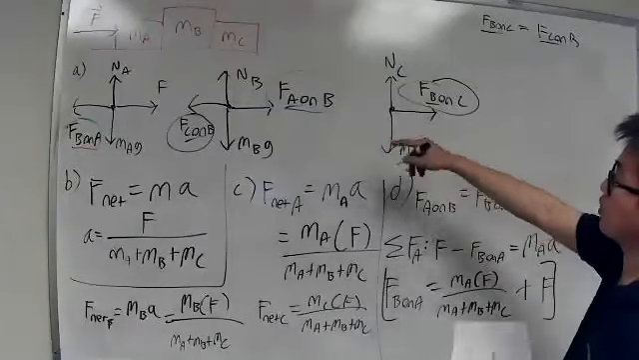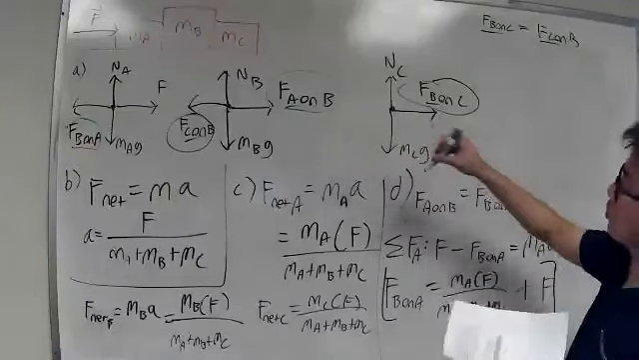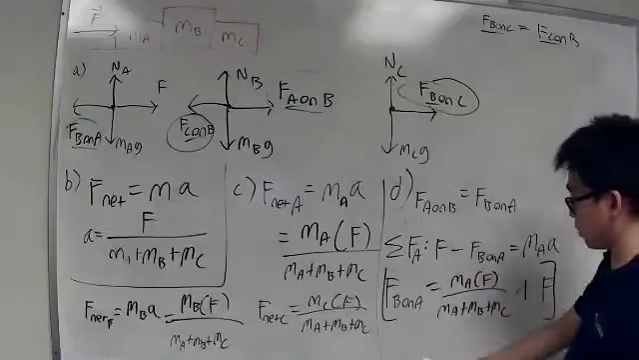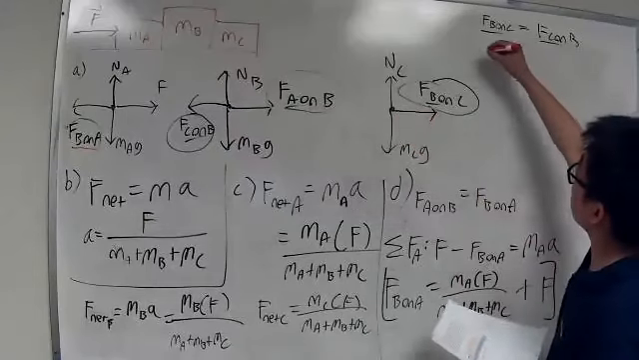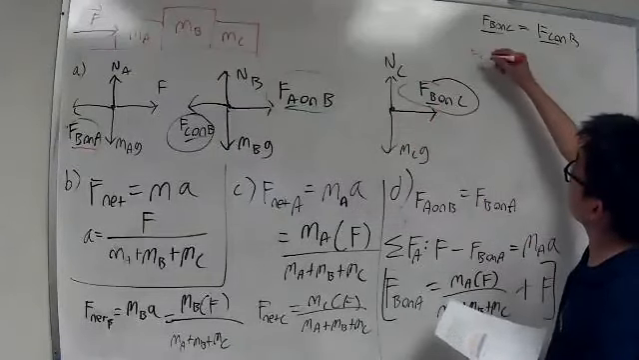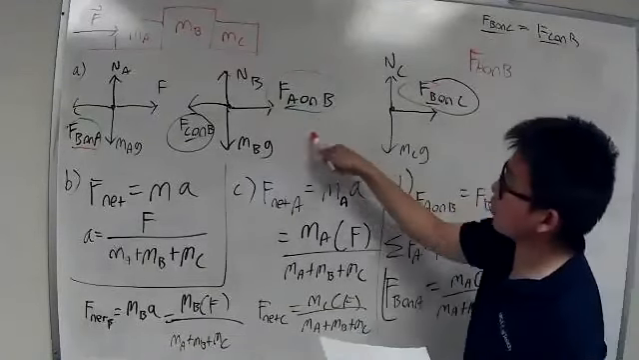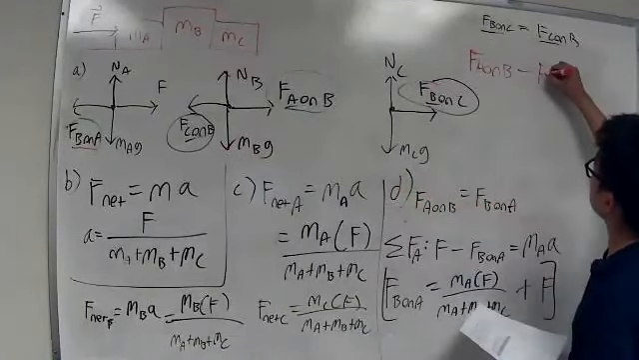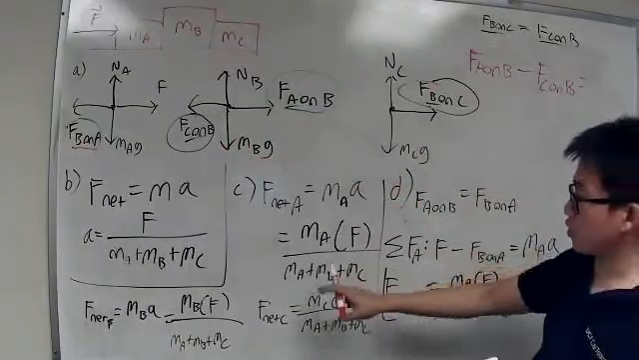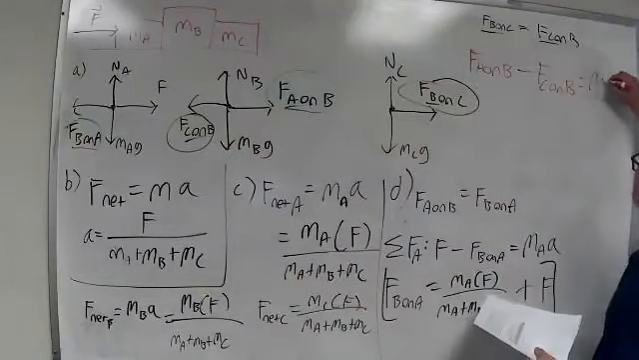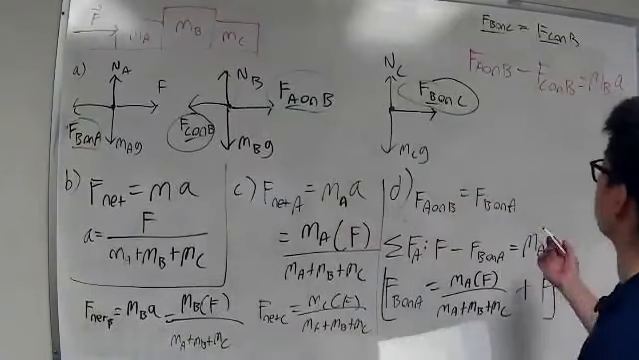You just focus on one of the blocks. You focus on the middle one. Here, focus on the middle one. The positive side is FA on B. I take this one, I subtract that one. This is equal to F net of B, right? MBA. And of course, you already have that expression here. So it's the same thing.